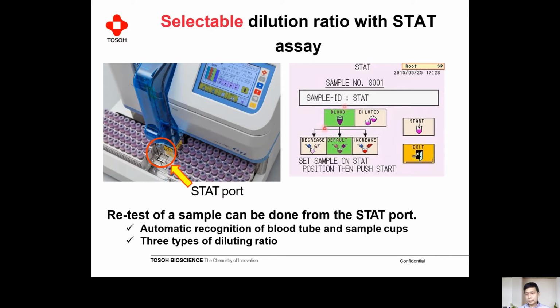All you need to do is just to select this is the whole blood or diluted blood. That's all, as well as whether to use the same dilution factor or not. So the default dilution factor is 1:200. If you increase, that means you need to put more blood. So that means the dilution will be 1:100, and then decrease will be 1:400. Okay. So automatic recognition of blood tube and sample cup. And there are three different types of diluting ratio. So you do not need to pipette yourself anymore. You just simply repeat the sample by putting in a stat pot and make a selection, and you're good to go.